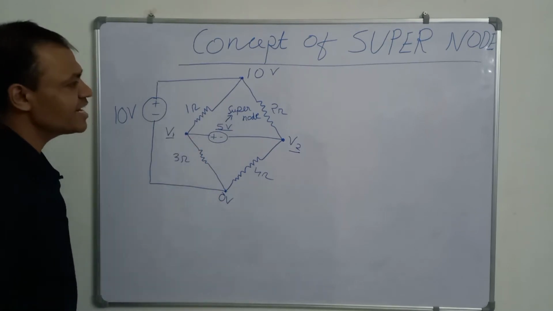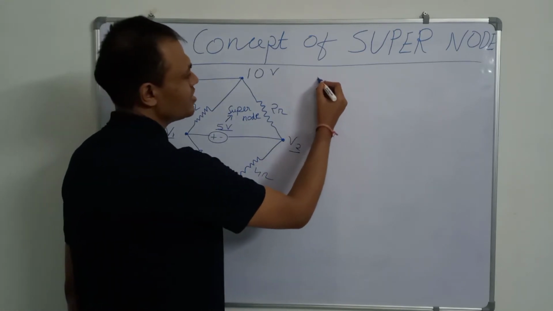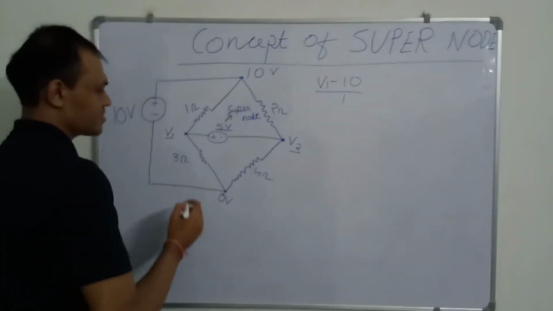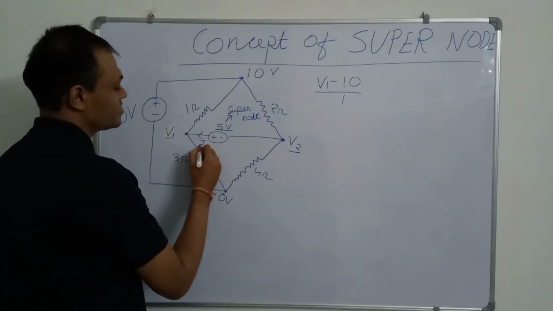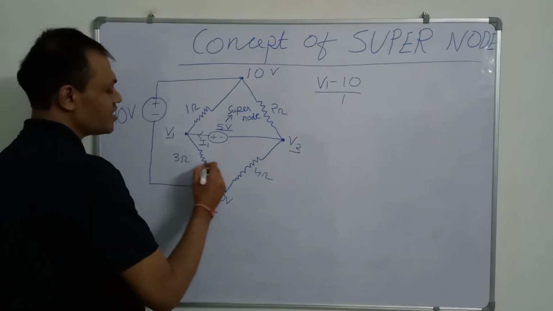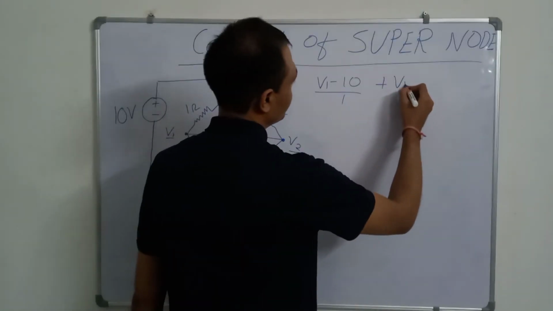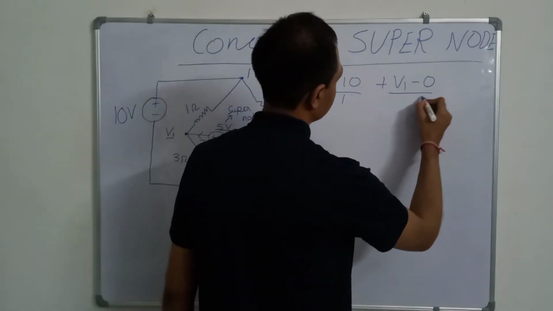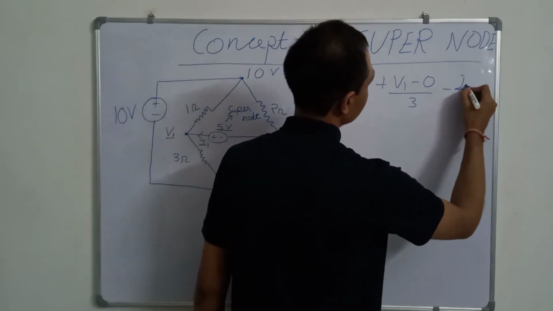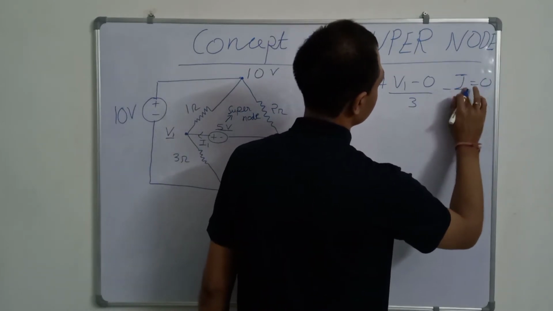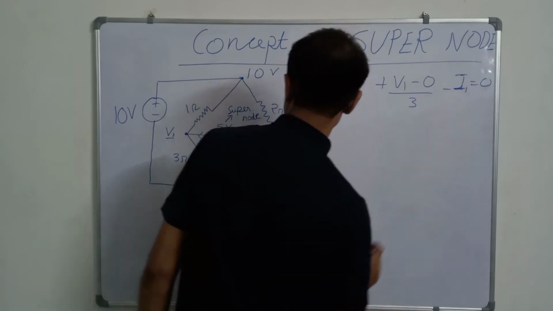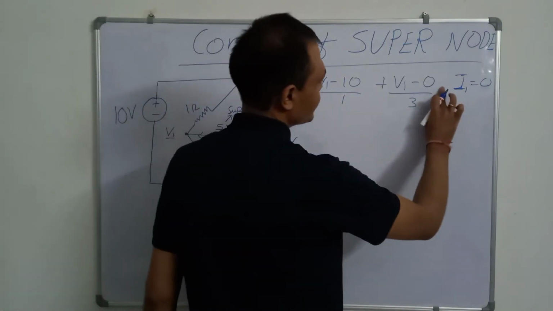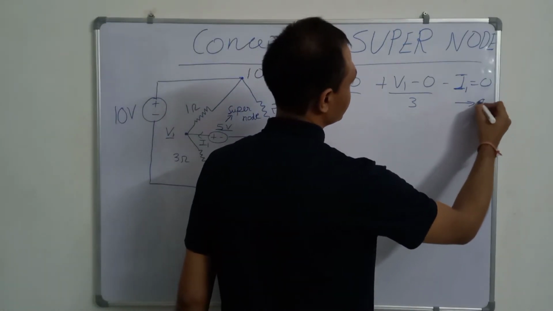Now we will describe the network equations for this. So (V1 minus 10) upon 1, and let's say the current here is I1, plus (V1 minus 0) upon 3, minus I1 is equal to 0, because this I1 is incoming current. So this will be the first equation, minus I1. So this is the first equation.